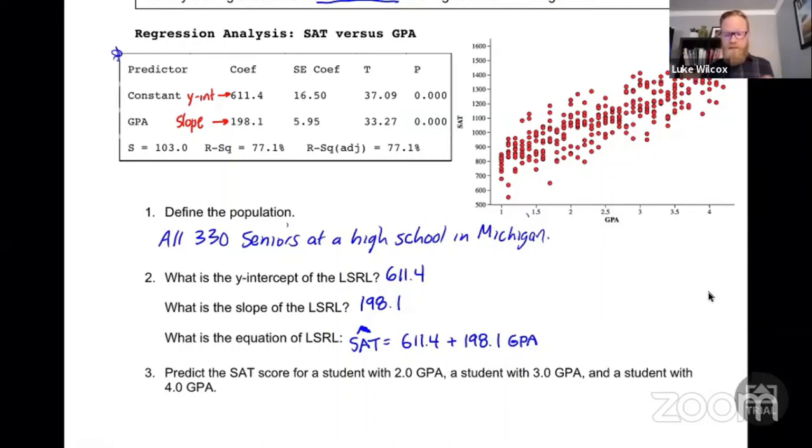So let me just point out a couple of things here. The y-intercept and the slope that we just got from the computer output there, I want to make note of the fact that these are values that come from data from the entire population, which is rare for us to have. Because these are numbers calculated from the whole population, these are what are known as parameters.